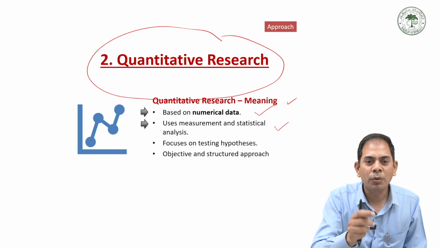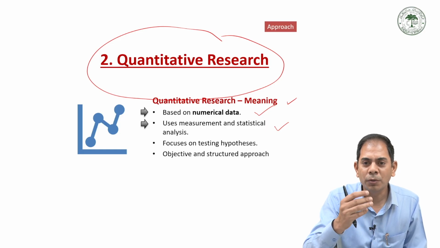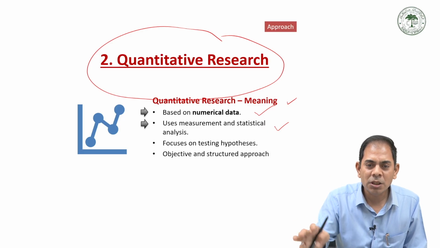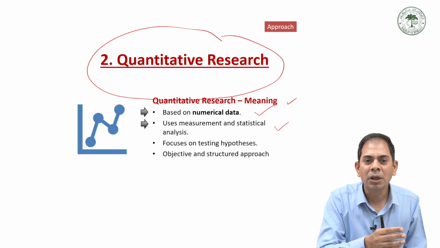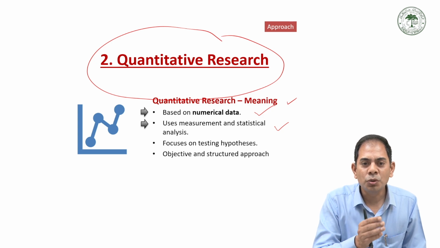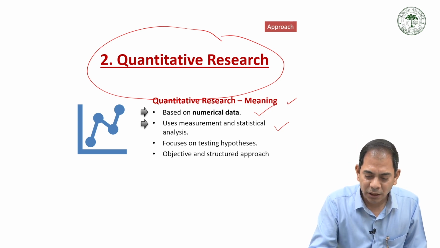For example, recording the sprint time, recording the heart rate, number of push-ups, distance covered. All these data come in the form of numbers. This is called quantitative research. Second important thing is the use of measurement and statistical analysis.